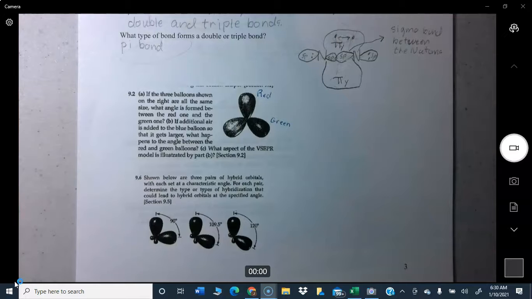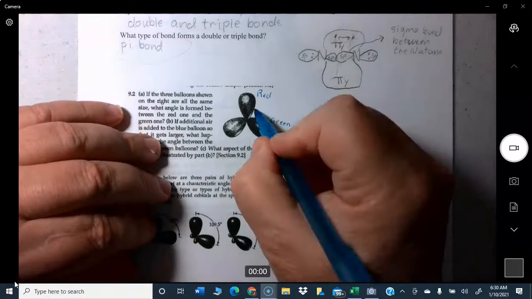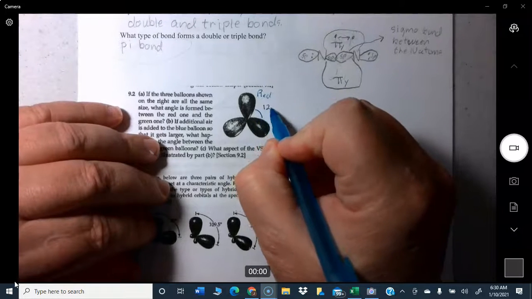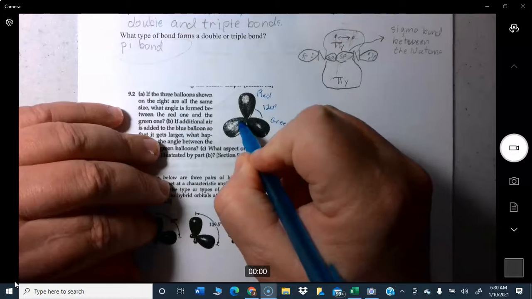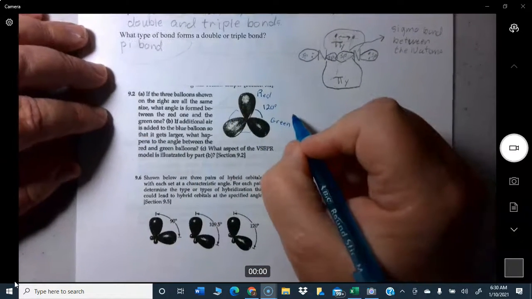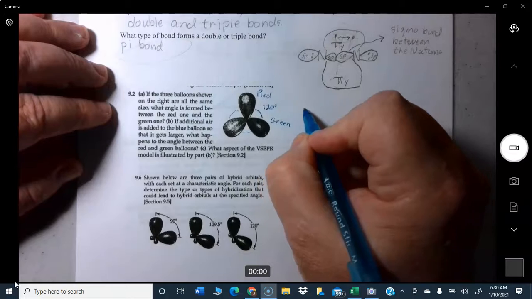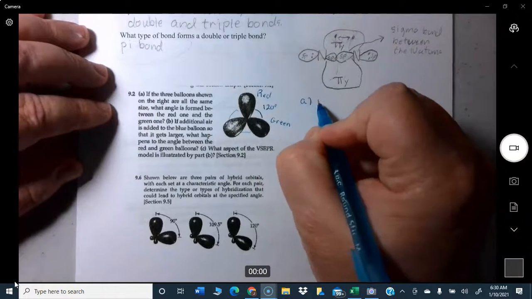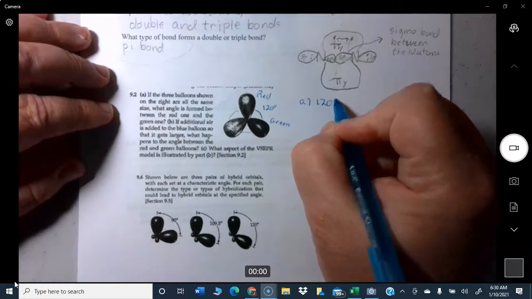Balloons are actually a very good representation of these molecular geometries. Unfortunately, we're not in the classroom where we can actually do something hands-on like this. So you can go ahead and just write 120 right there. All the other angles are 120 as well. So A is, you can just write the number. You don't have to write a complete sentence here.